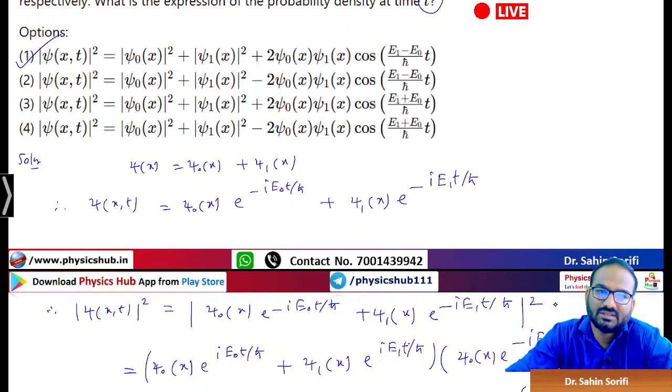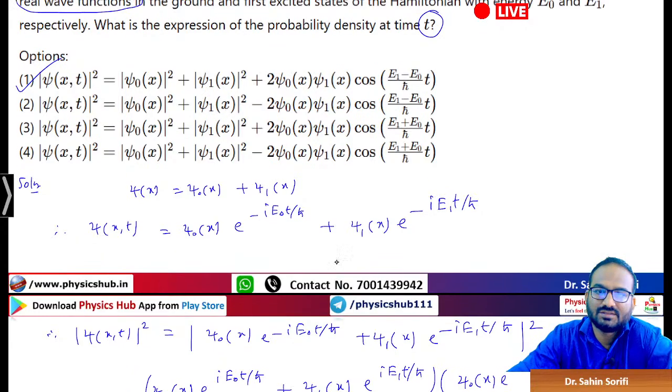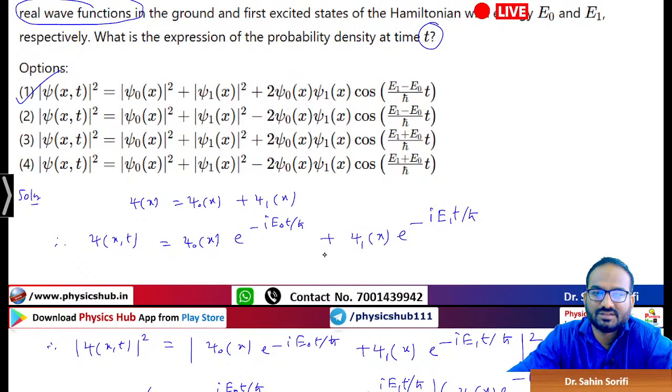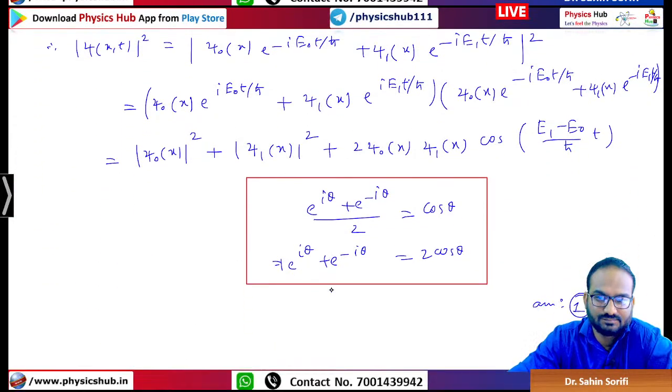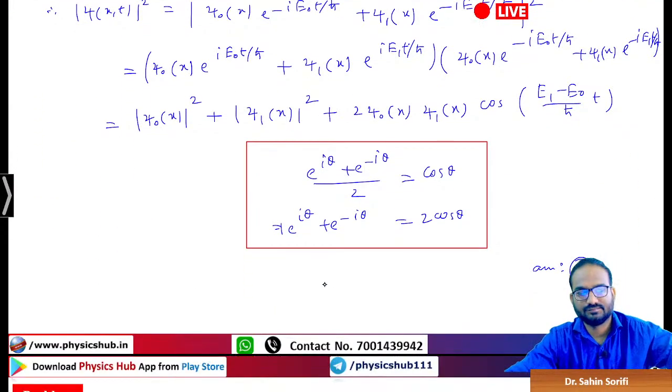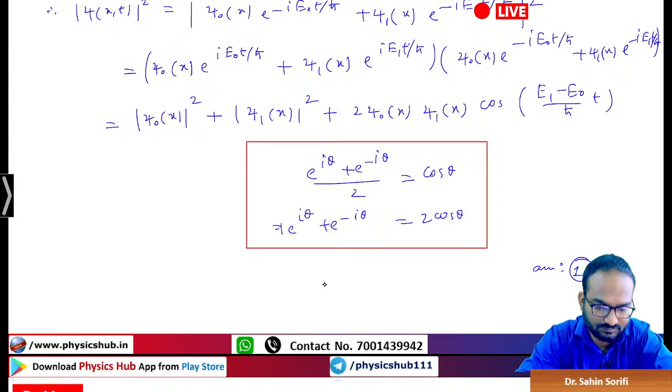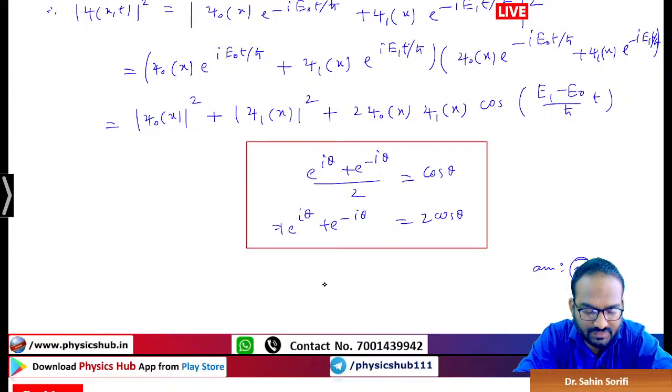Look, the options are very close to each other. Don't get confused. Otherwise, you will make a mistake. Here it is plus, not minus. Got it? Let's move on to the next question.